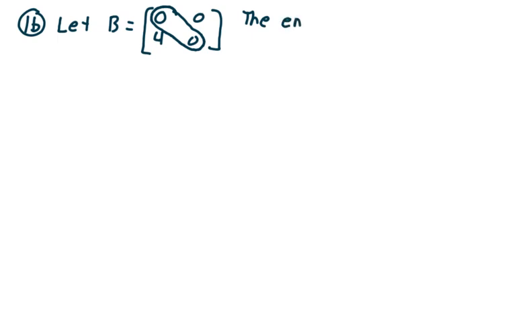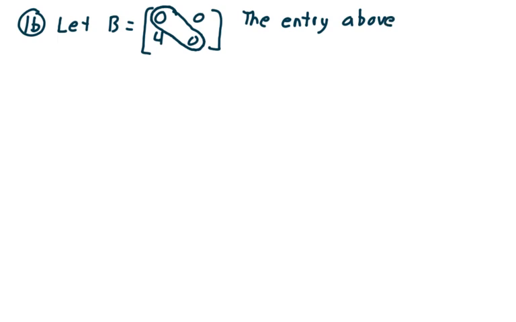1B. We'll call this matrix capital B. Let B equal the matrix 0, 0, 4, 0. Now, what I'm doing is I'm circling the entries along the main diagonal. Remember, the entries along the main diagonal can be any number I want, right? But I want you to notice the entry above the main diagonal. The entry above the main diagonal is 0.